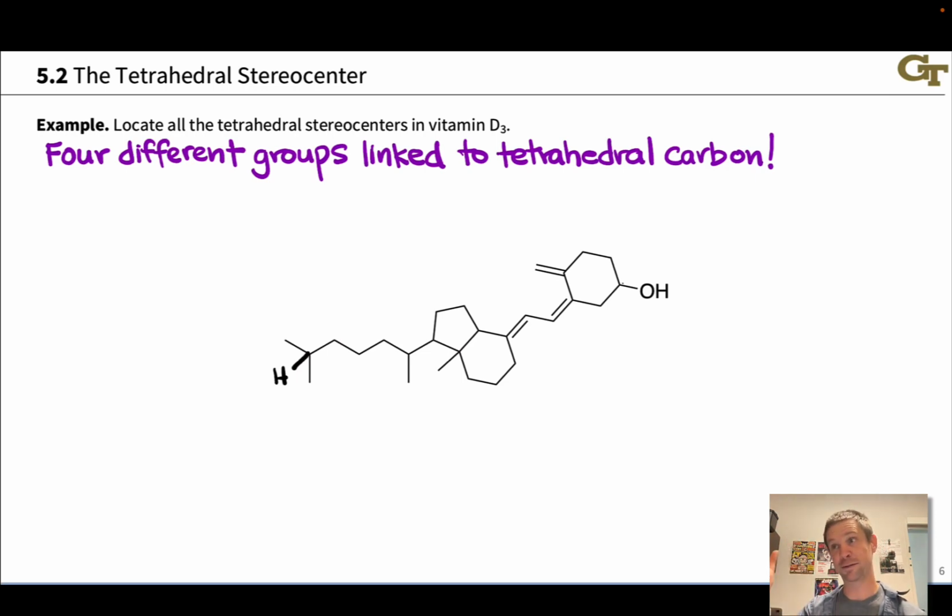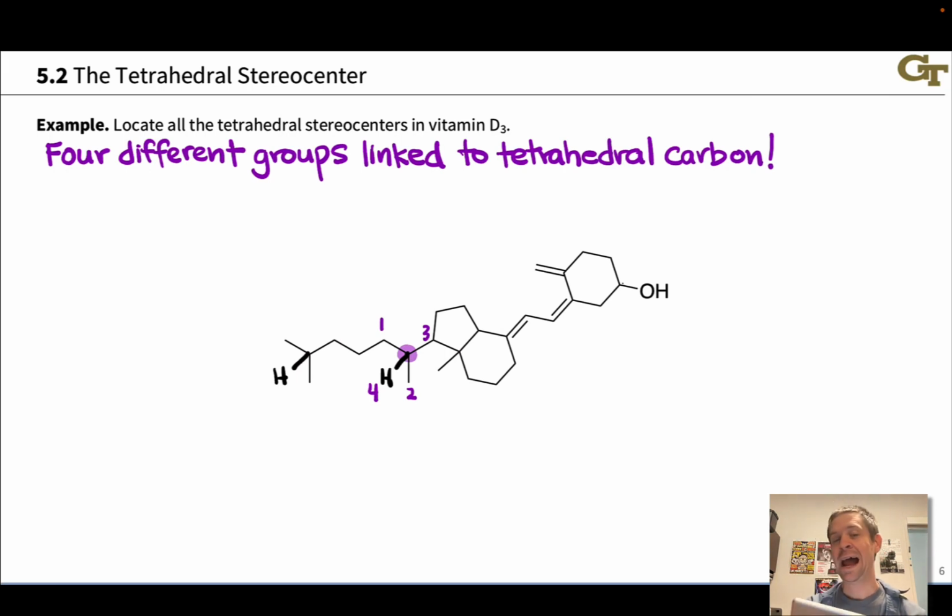If you see 3 or even 4 bonds drawn explicitly, you should start looking for the potential for a stereocenter there. The first carbon that jumps out at me is this one with an implied hydrogen and 3 bonds drawn explicitly here. And we have 4 different groups. We have this carbon chain, we have the methyl group, we have this methine carbon and everything that's attached to it, and we have the hydrogen. 4 different groups. That is a stereocenter.